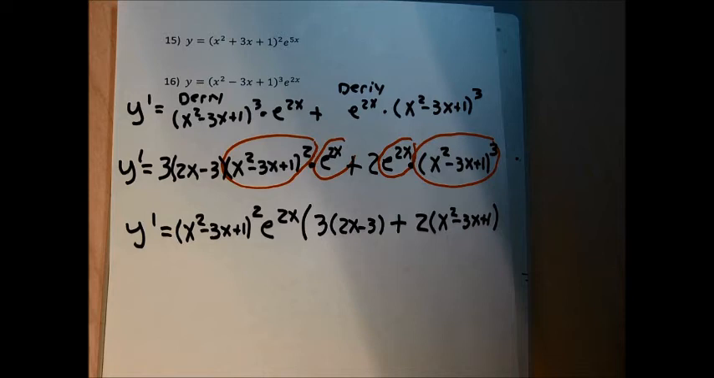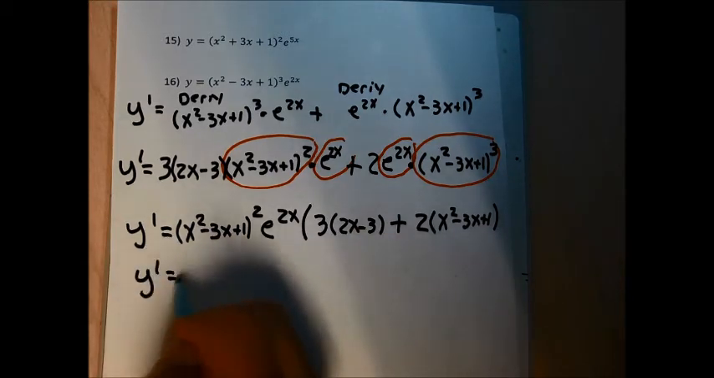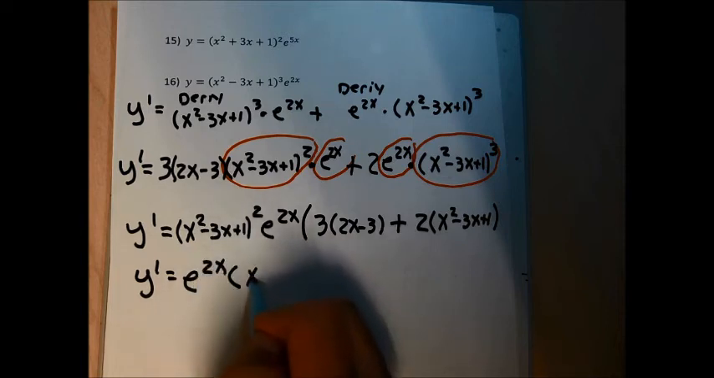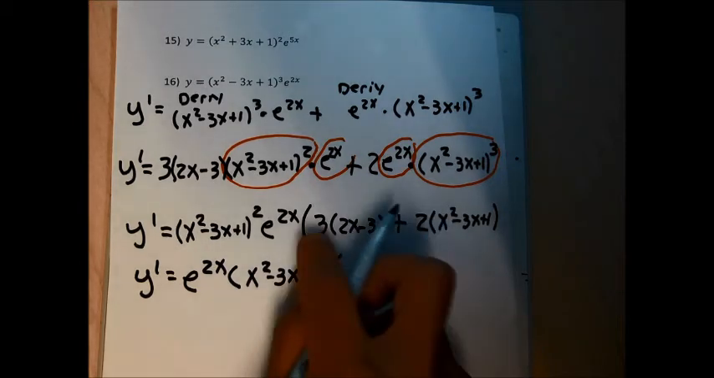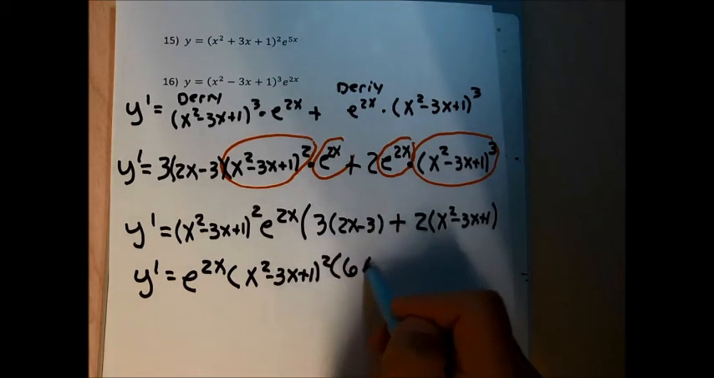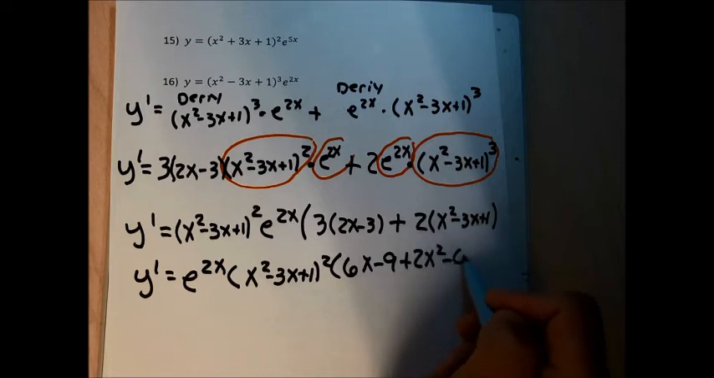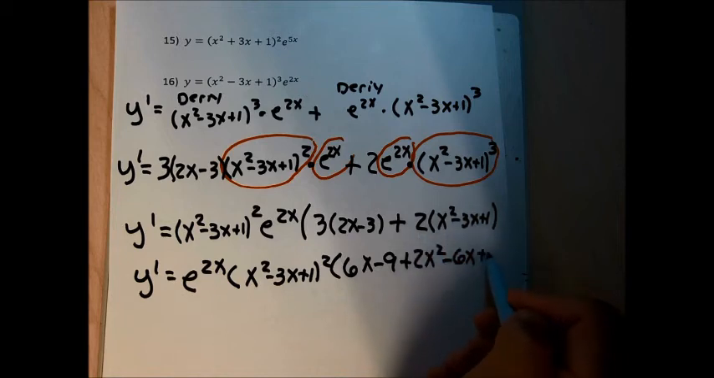So that's what's left. Now I'm going to clean up that mess there. I'm going to get y prime equals, I'm going to write the e first, just because I usually write it first. So the common factor I wrote in a different order. And I'm going to clear the parentheses. 3 times 2x is 6x. 3 times minus 3 is minus 9. 2 times x squared is 2x squared. 2 times minus 3x is minus 6x. And 2 times 1 is 2.